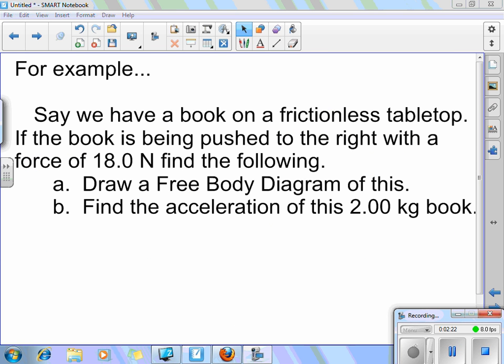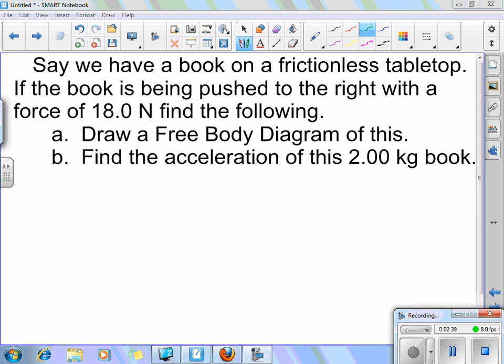So let's give this a try. First example is, say we have a book on a frictionless tabletop. If the book is being pushed to the right with a force of 18 newtons, find the following. We will draw a free body diagram, and we will also find the acceleration of this book. All right, first off, as I said, we want to read, we want to underline important details, and then kind of draw things out.